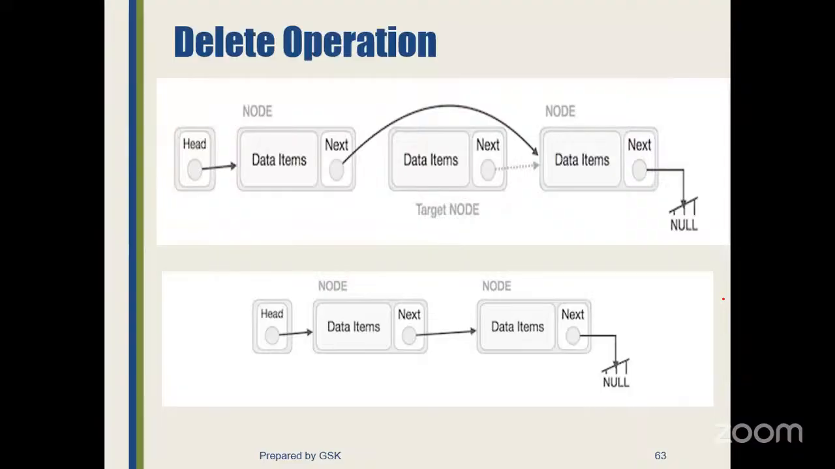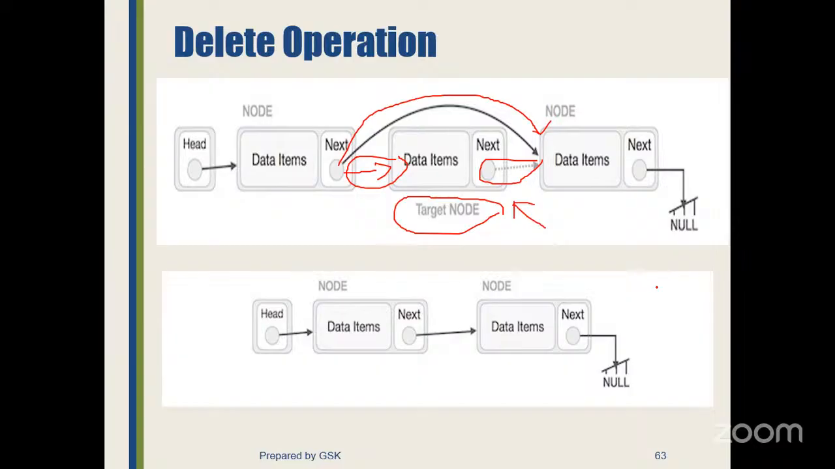Delete operation is very simple. Suppose I want to delete this node; the target node is nothing but the node which you want to delete. In general, we have the links like this, right? So just disconnect this link and connect this link to the directly next node. By default, this node will be delinked, disconnected. So this is how to implement a delete operation.